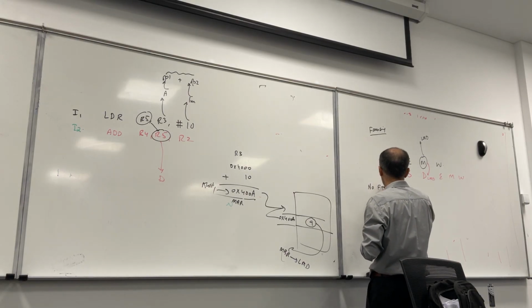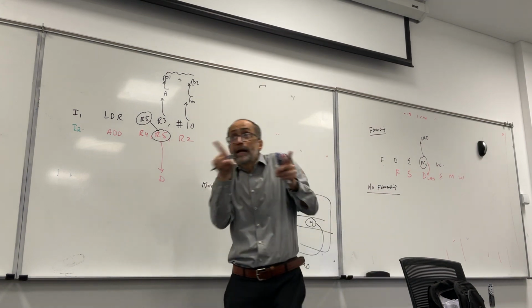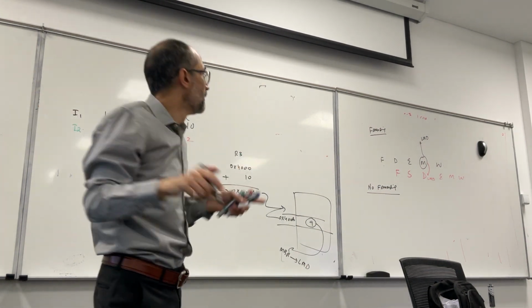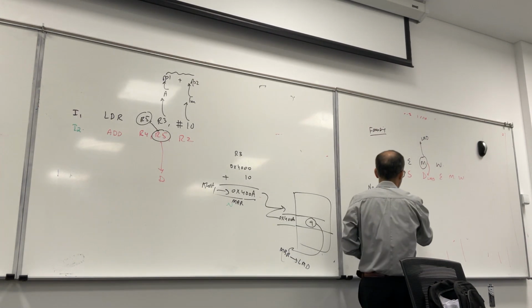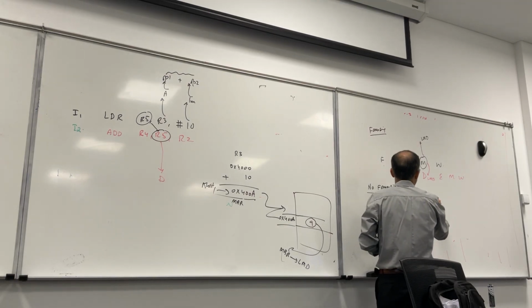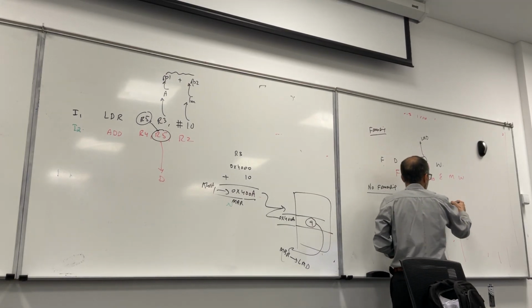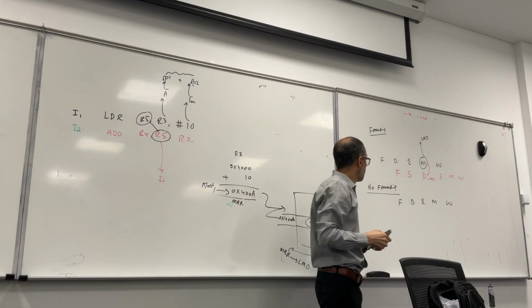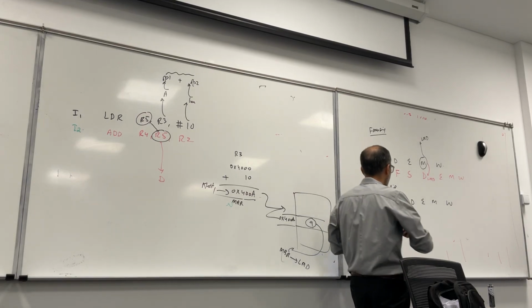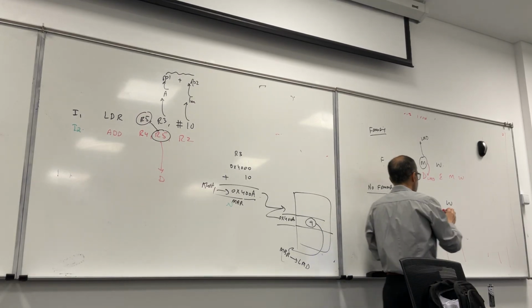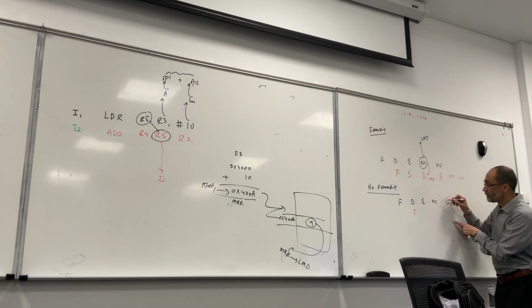No forwarding. Since there is no forwarding, we have to wait until it is written into the register file. So if there is no forwarding, it will go like this. Fetch, decode, execute, memory, and then what? Right there. And now we have the green instruction.